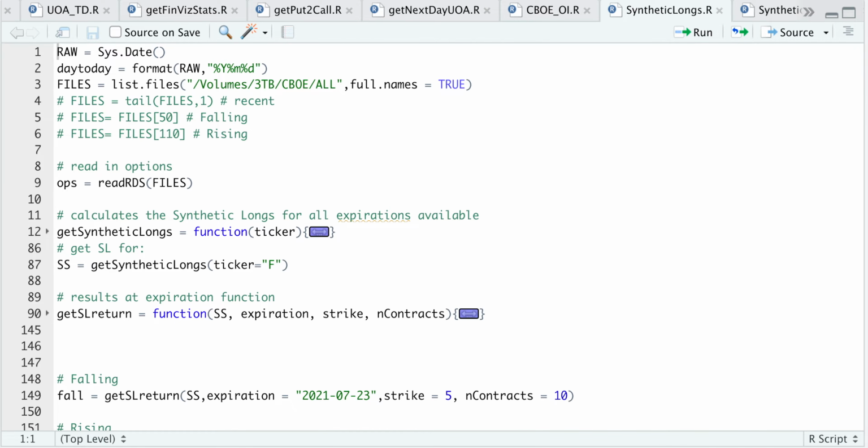Today I'll be talking about options, more specifically synthetic longs, along with shorting the stock and trying to capture some arbitrage opportunities. So this is kind of a back test, and what I'm trying to do is long the stock via options by shorting a put and buying a call at the same strike while also shorting the stock.